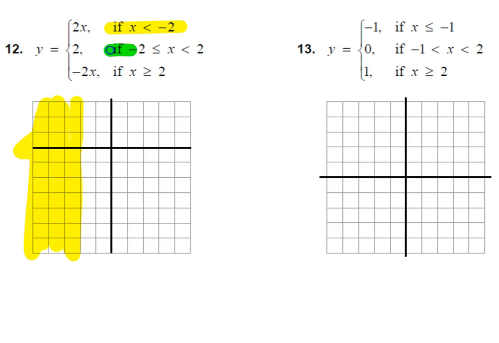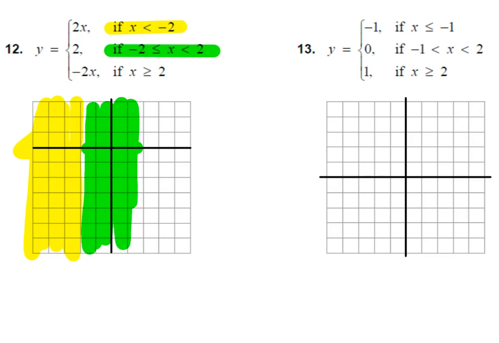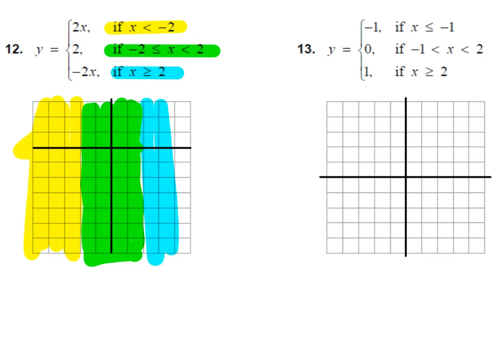The second equation, they only want us to graph it between where x is negative 2 and positive 2. So that's going to be from here to here. So if I want, I can just highlight that whole section so I know that that's going to go here in the green section. All right. And then the last equation, they only want us to graph if x is greater than or equal to negative 2. So that's going to be over here in this last section of the graph. Now I'm ready to go ahead and start graphing.